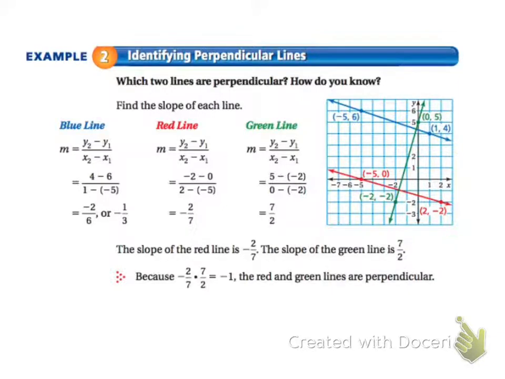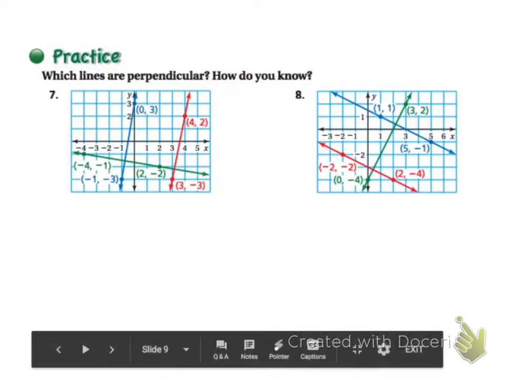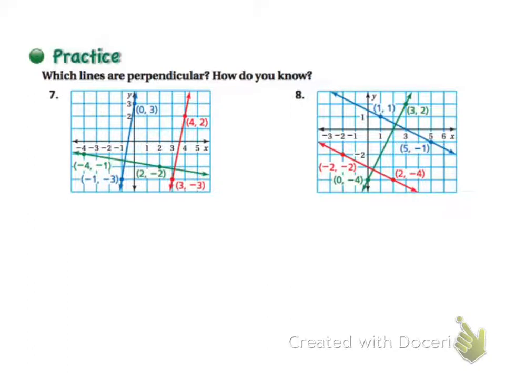So because the negative 2/7 of red and the positive 7/2 of green are negative reciprocals of each other, their product is negative 1. The red and green are perpendicular. So we will do these. And so what we're going to do is calculate the slope of each line.